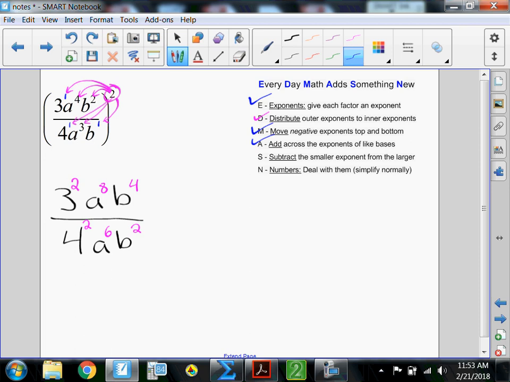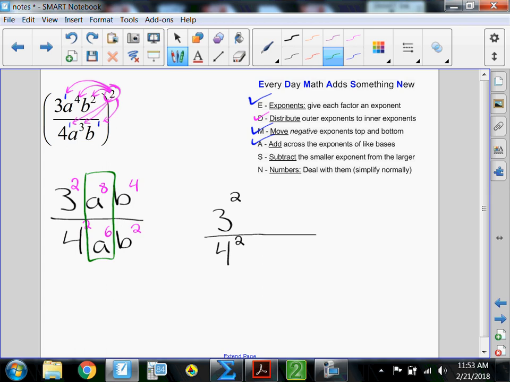Every day, math adds something. S is for subtract. Subtract the smaller exponent from the larger. That's when you're dealing with fractions. My 3 squared stays what it is. My 4 squared stays what it is. Those aren't the same base, so we don't mess with their exponents. We leave them alone. For the a values, those are the same base.